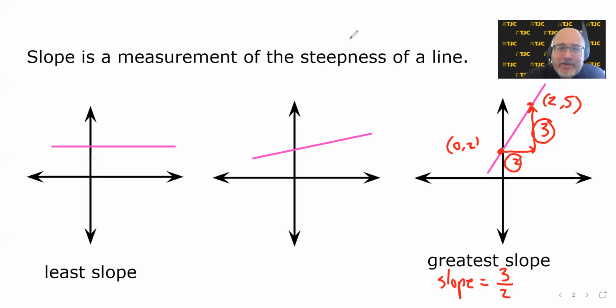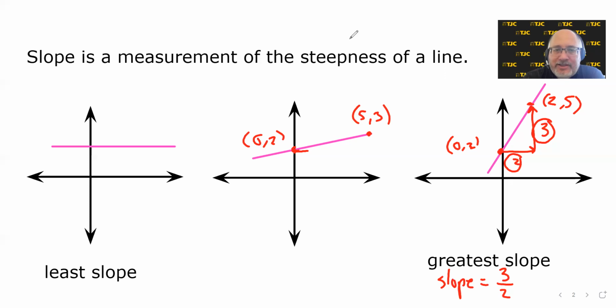Now, let's say we did the same thing over here. And let's say that this point is (0,2). And then we go out to this point way over here, which is only up 3, but it looks like I have to go over like 4 or 5. Let's just say over 5.